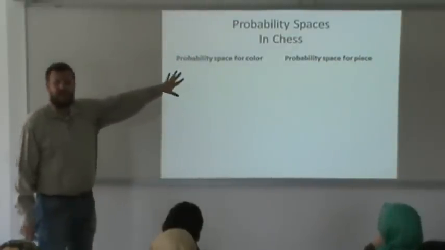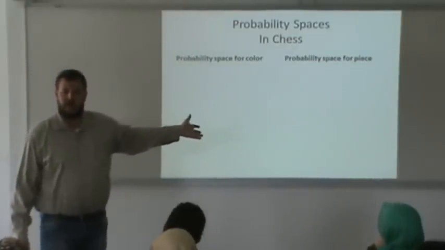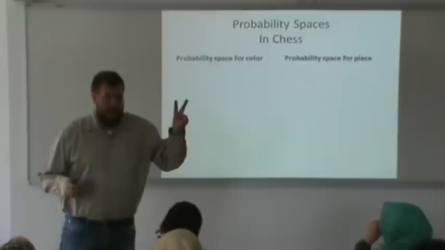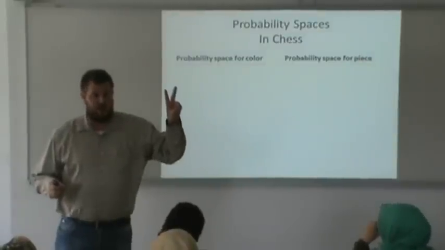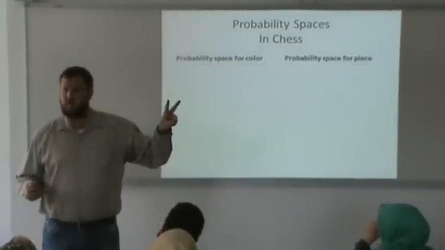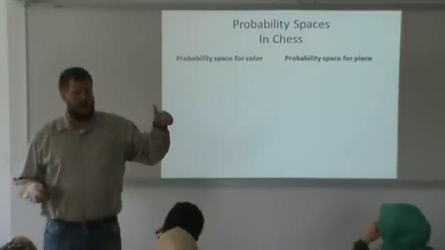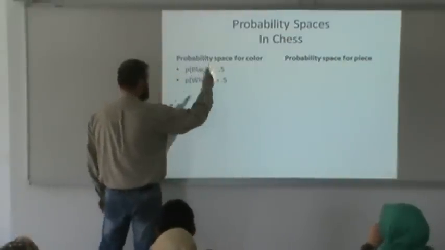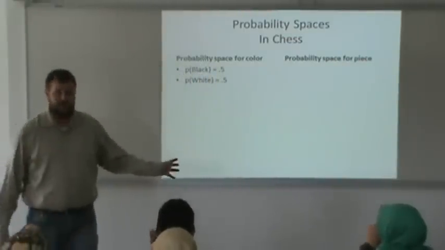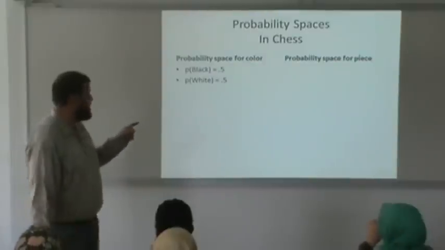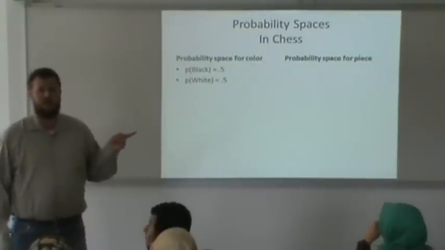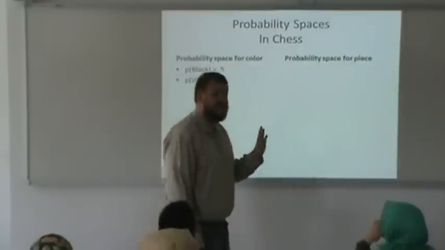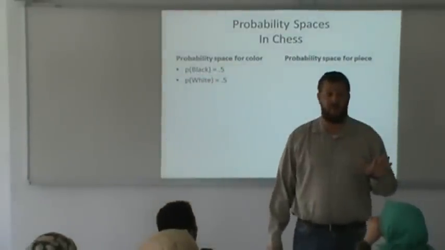We have a probability space for color, right? What's the probability space for color? There are 2 outcomes. Each are 0.5. What are the 2 outcomes? White and black, right? So our probability space, probability of black equals 0.5, probability of white equals 0.5. Right? How about the probability space for pieces? 36. What pieces, what different pieces do we have?